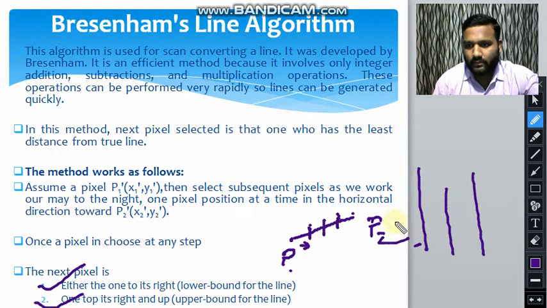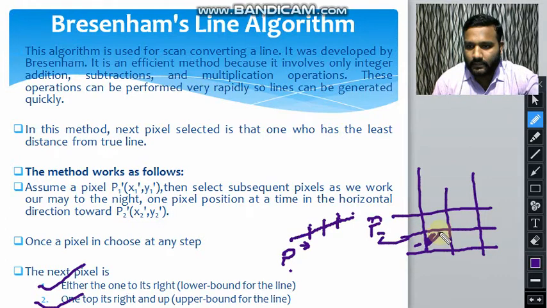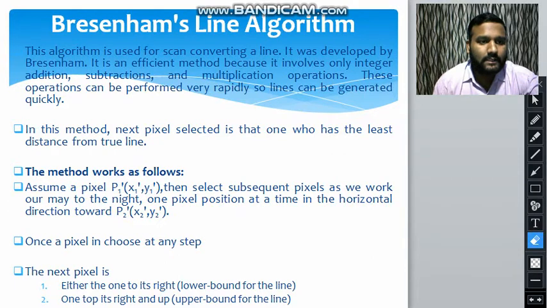Let us suppose that this is the pixel P1. Then after P1, what are the possibilities for the second point? The first possibility is the one to its right, that means we can select this one. The second possibility is the one to its top right, up and to the right, this one. These are the two possibilities of moving from one point to the next. So let us move to the next slide.